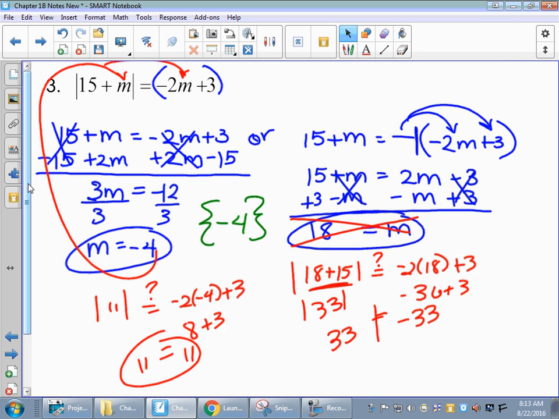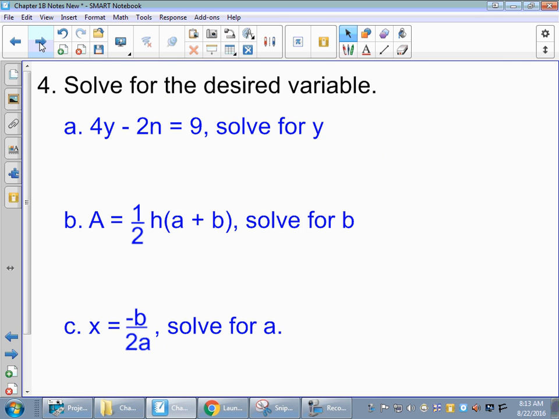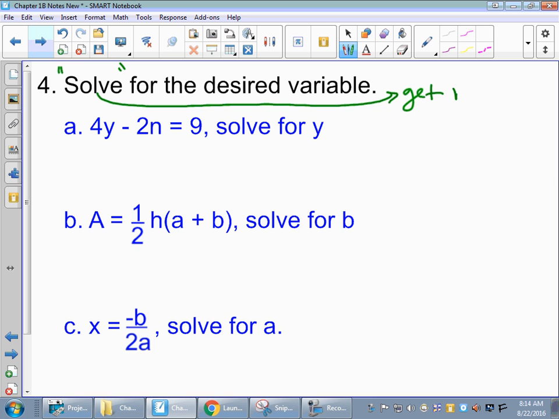Okay? So that's absolute values. And then the last thing I just wanted to add here is sometimes you're asked to represent a function or a form of the equation in terms of a different variable. So if you look at these 3 examples, right now, part A is not in terms of any variable. So if it asks you to solve for a desired variable, it means get the variable alone, or isolate the variable.